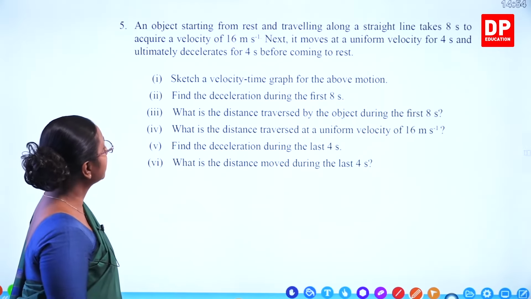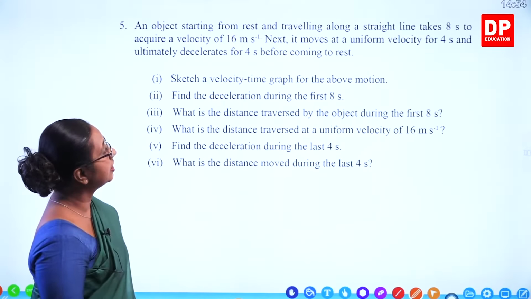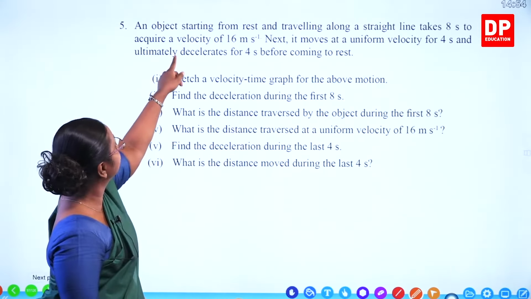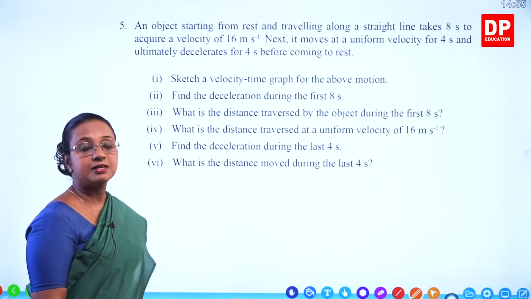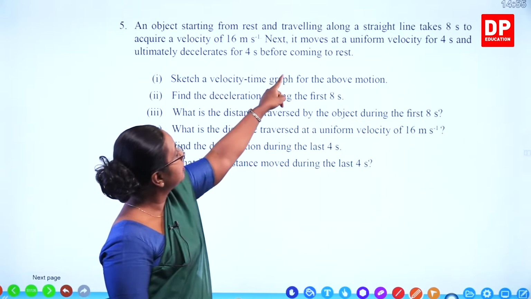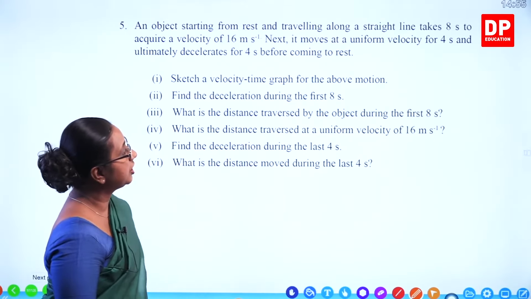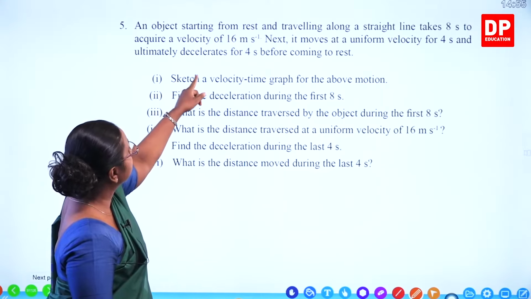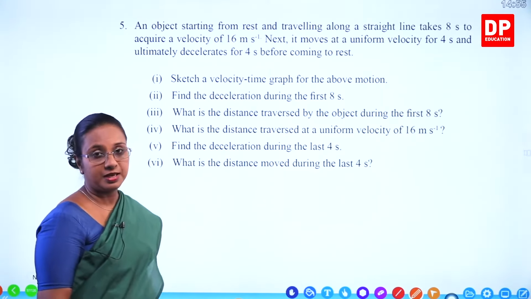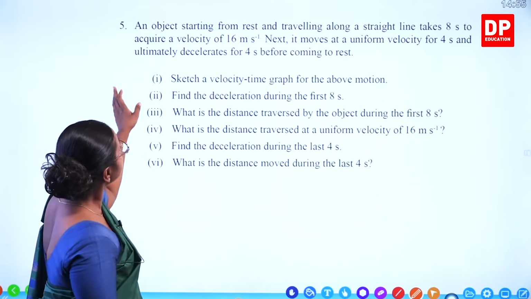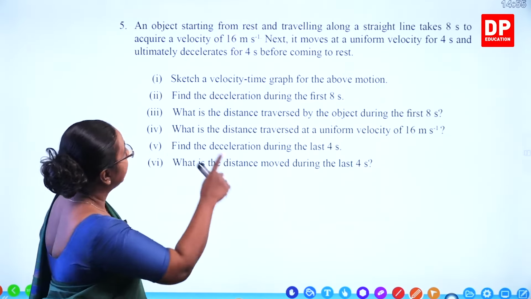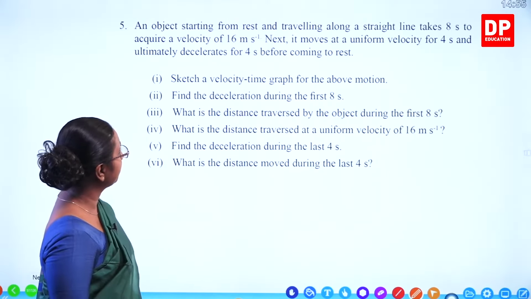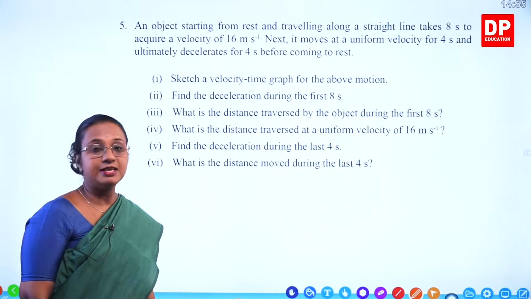An object starting from rest and traveling along a straight line takes 8 seconds to acquire a velocity of 16 meters per second. Next, it moves at a uniform velocity for 4 seconds and ultimately decelerates for 4 seconds before coming to rest. That is the motion of the object. 8 seconds to acquire a velocity of 16 meters per second, then uniform velocity, and finally deceleration.